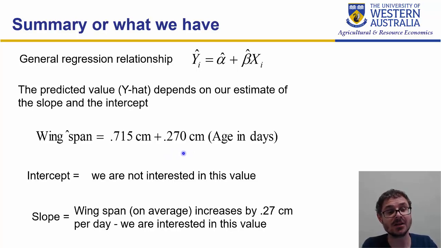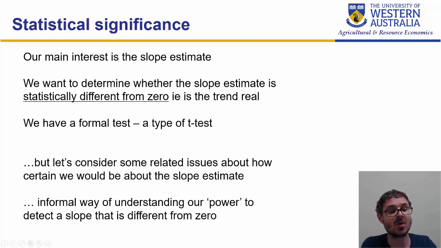Could the true value for the slope be 0? That is really the question we want to know. What is the quality of our estimate of this 0.27? So we're going to be interested in questions of statistical significance. We want to ask the question: is the slope estimate statistically different from 0?